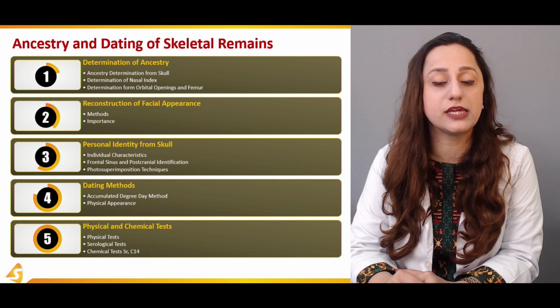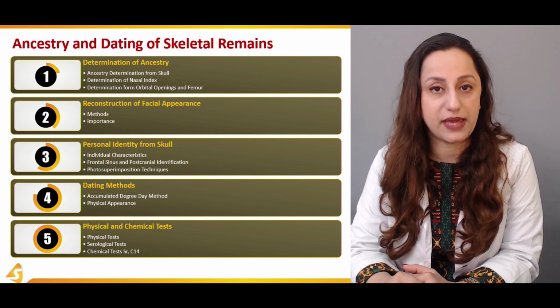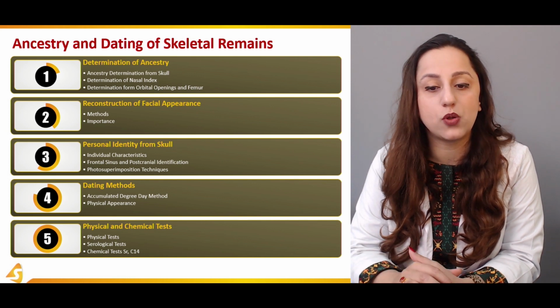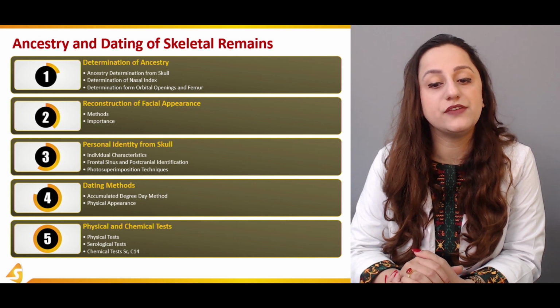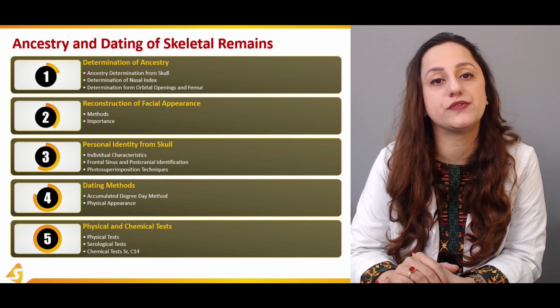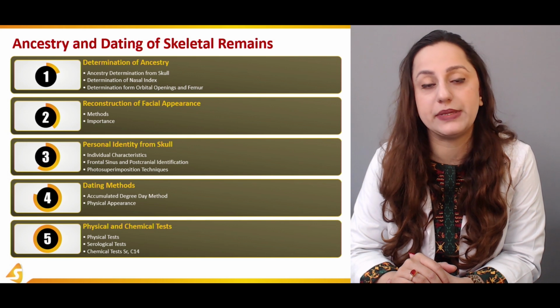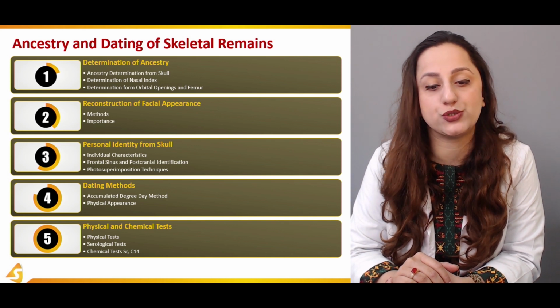Now here we have the accumulated degree day method, and it basically involves the environmental characteristics along with it. And then we have the physical appearances, which also involve the dating method that basically identifies what time period these bag of bones belong to.